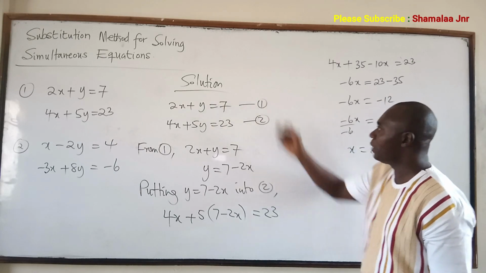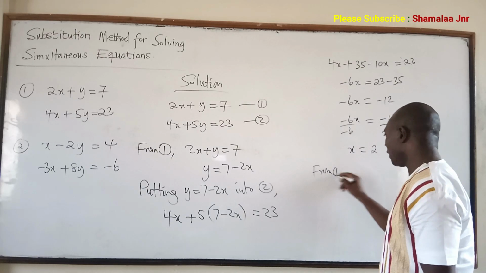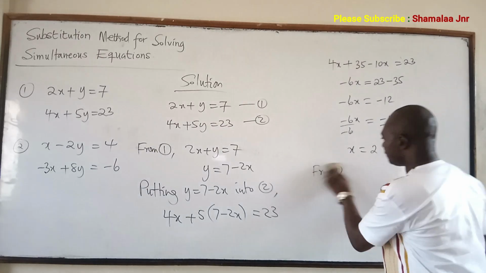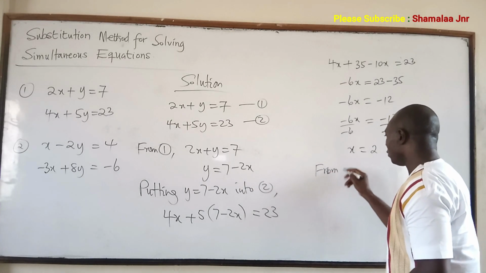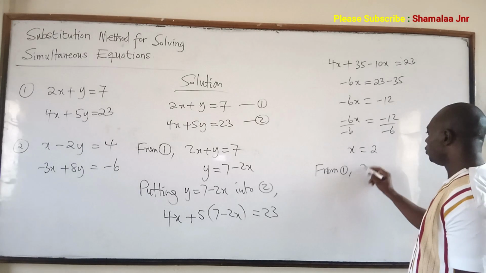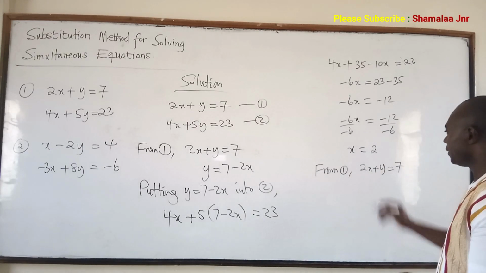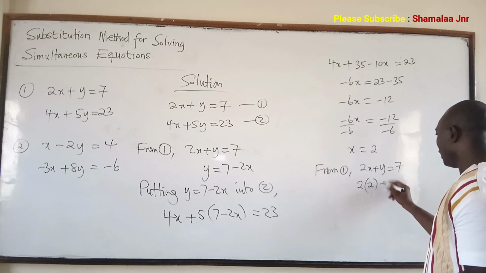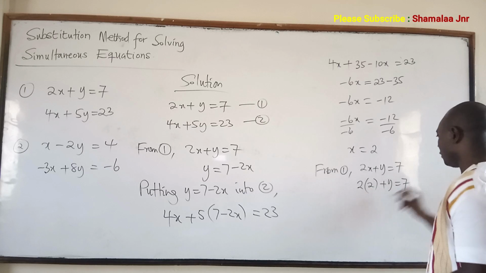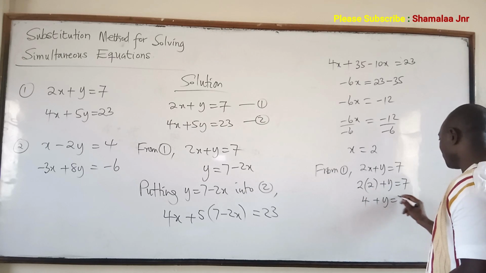You can choose the simpler one. So from equation 1, 2x plus y is equal to 7. Are you seeing it? 2 times x, which is 2, plus y is equal to 7. When you expand it, you are getting 4 plus y is equal to 7.